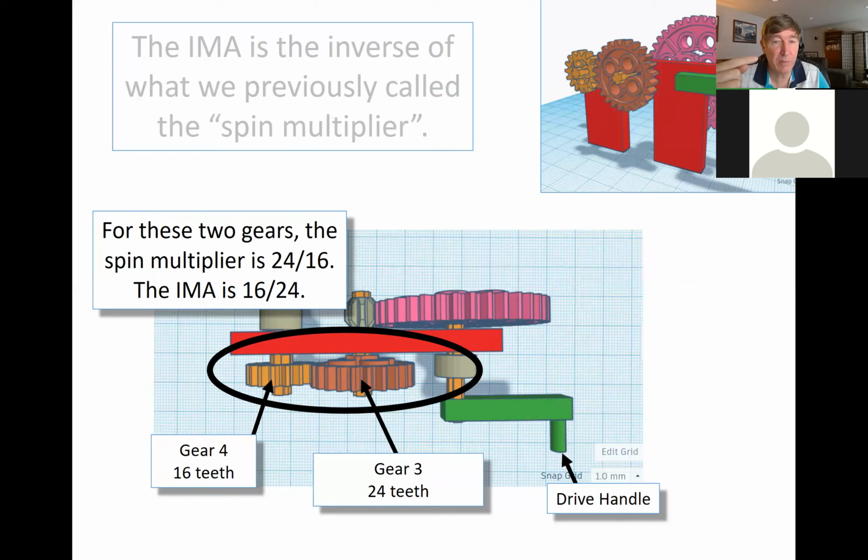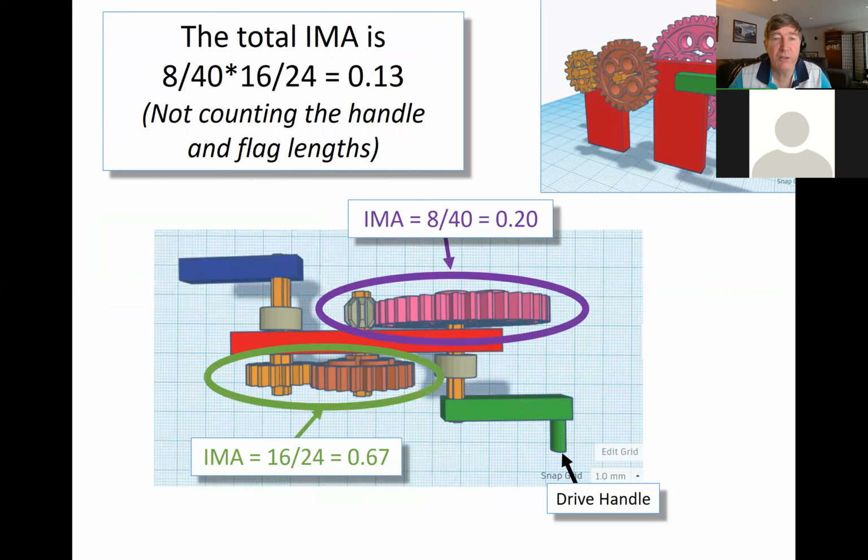So the spin multiplier is going to be a number greater than 1, but the force multiplier is going to be the reciprocal of that. So it's going to be less than 1. Okay, so if we put them all together here, the IMA is 1/5 or 0.2, and over here the IMA is 16 over 24, which is 2/3.